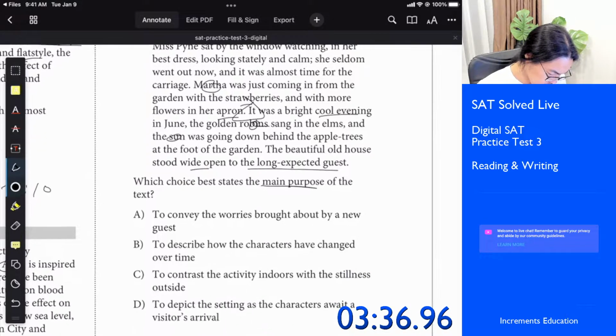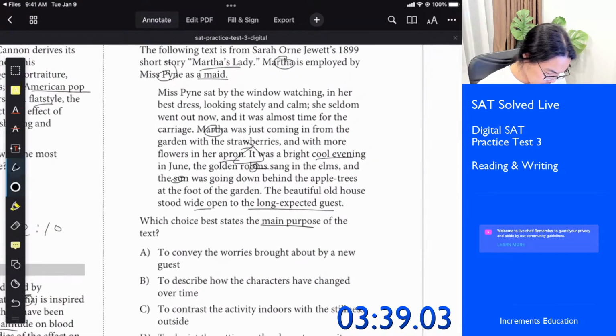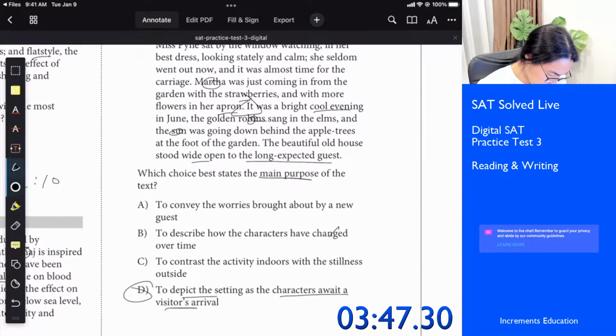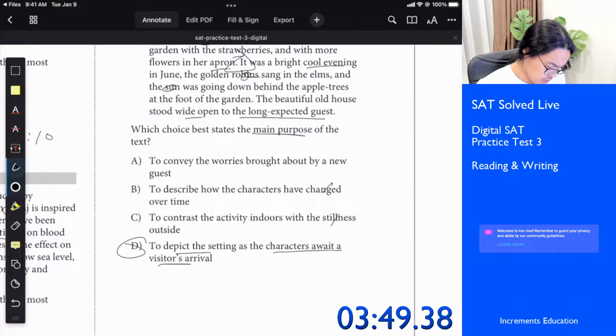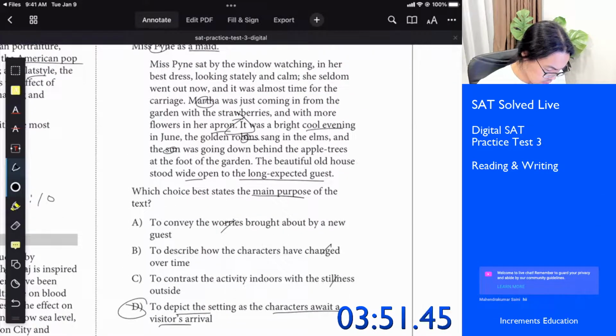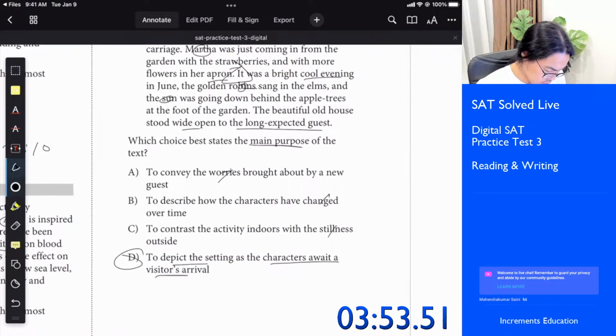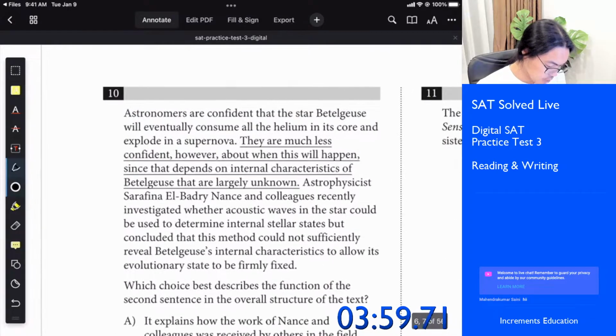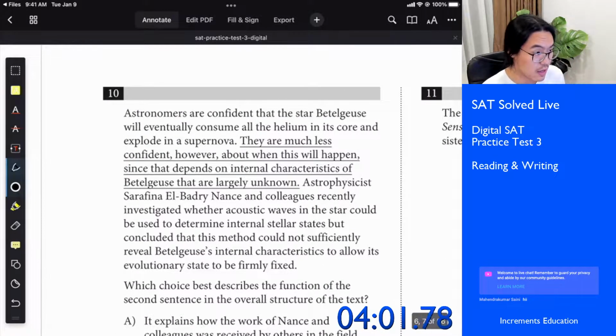Who's the guest? But they're all depicting the setting as a way to visitor's arrival. Yeah. Changed. Stillness. Okay. Worries. Okay. For the carriage, interesting. I'm kind of confused about the carriage and the guest, but whatever. It's the only answer remaining, so I had to process eliminate that one.